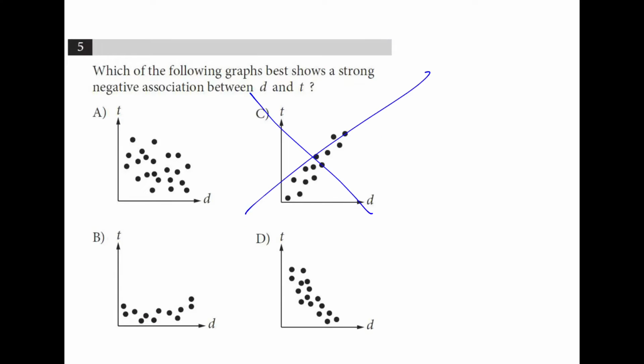C is a positive correlation, and while A goes down, it's not a strong correlation. D is strong because all of the points on the scatter plot are close to a line of best fit, or closer than A.